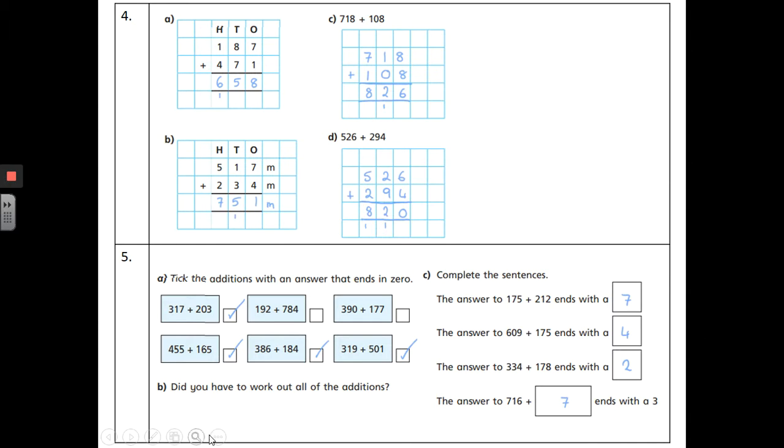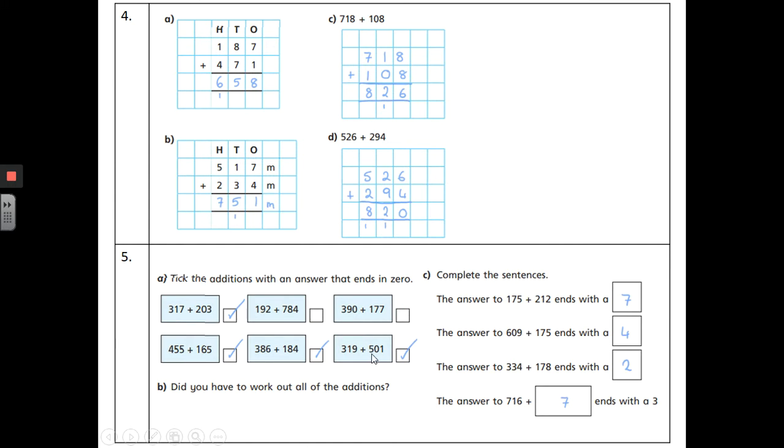So for this one down here, for B, you shouldn't have had to work out all of the additions. You shouldn't have had to write down this full column method and work out. You should be able to see that you've got 7 and 3, and you know 7 and 3 is 10. Here you should know that 5 and 5 is 10. This one, well, 4 and 2 would be 6, so it's definitely not going to be that one. 6 and 4 is 10, again, so that one's right. 0 and 7 would be 7, so that one wouldn't be 1.